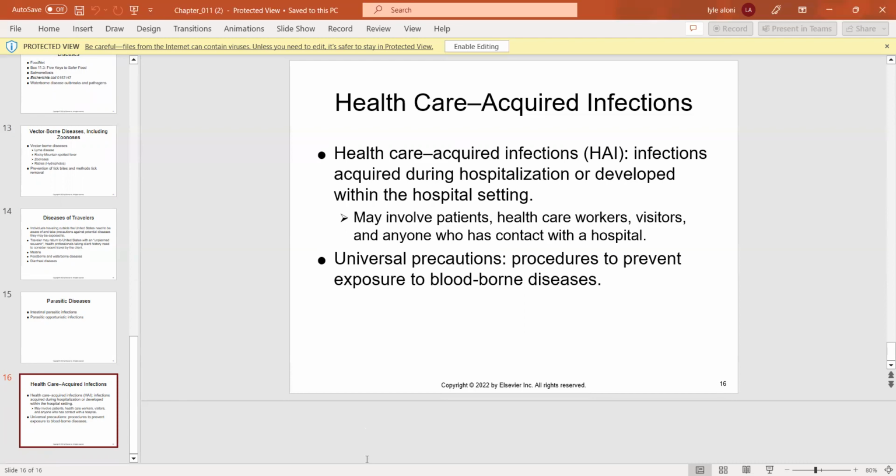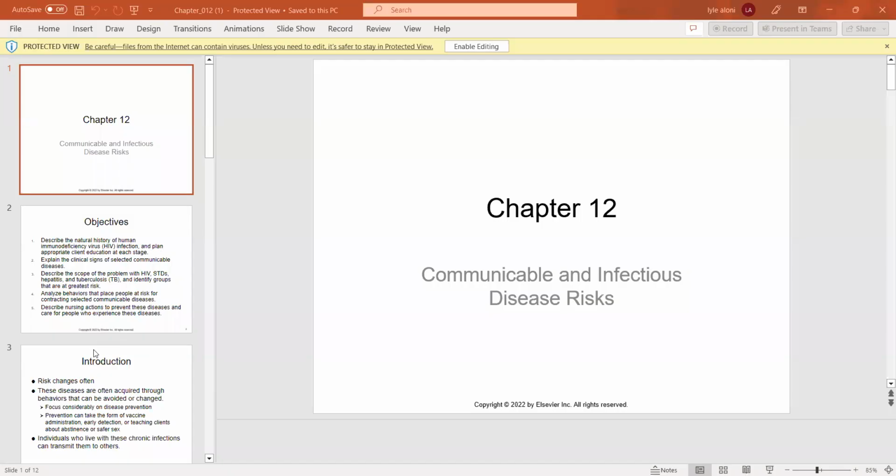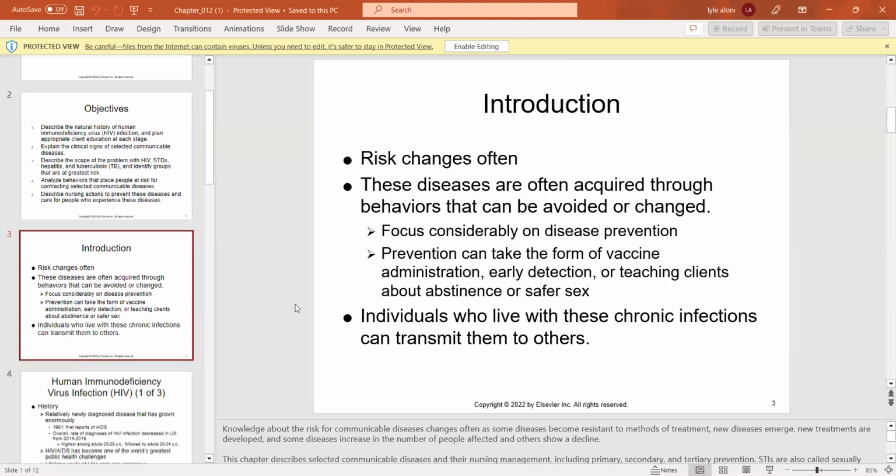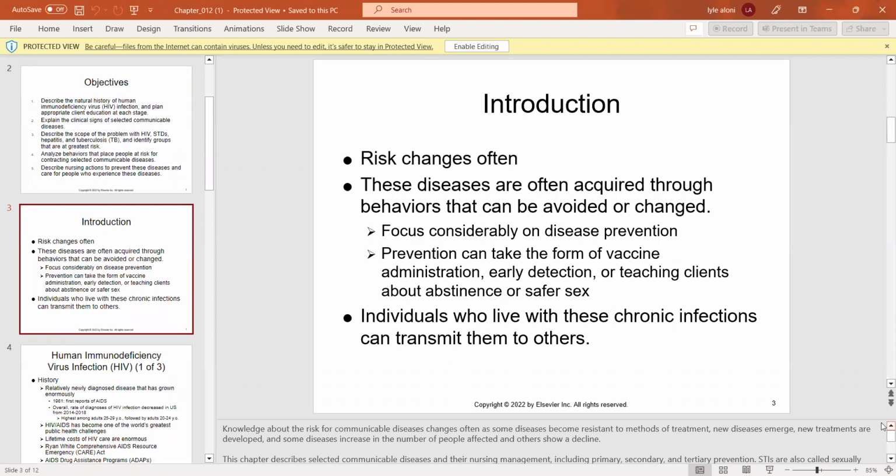We're now going to take a look at the next chapter, which is going to be chapter 12. And with chapter 12, we're going to look at some of our disease risks. We do know that our risks often change, and we know that we need to keep track of resistance to methods of treatment, as new diseases emerge and new treatments are developed.